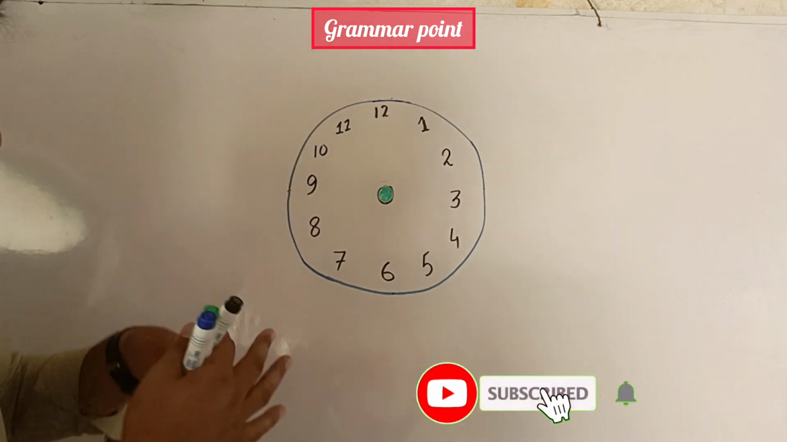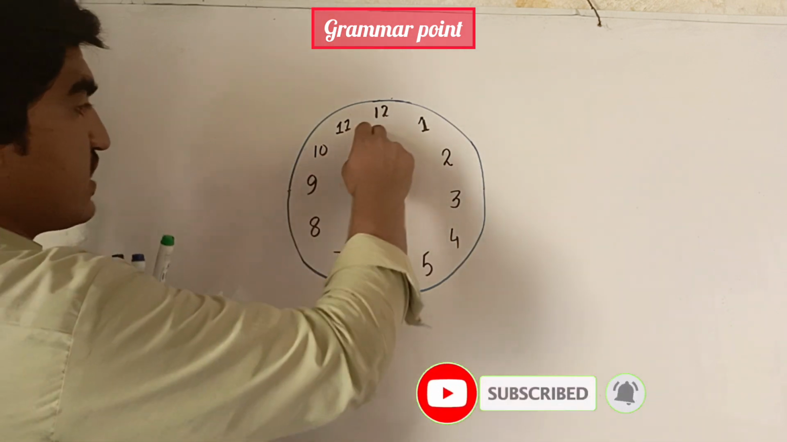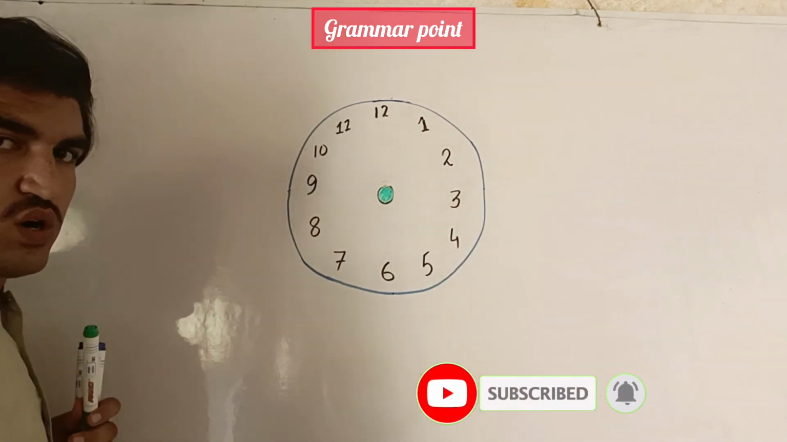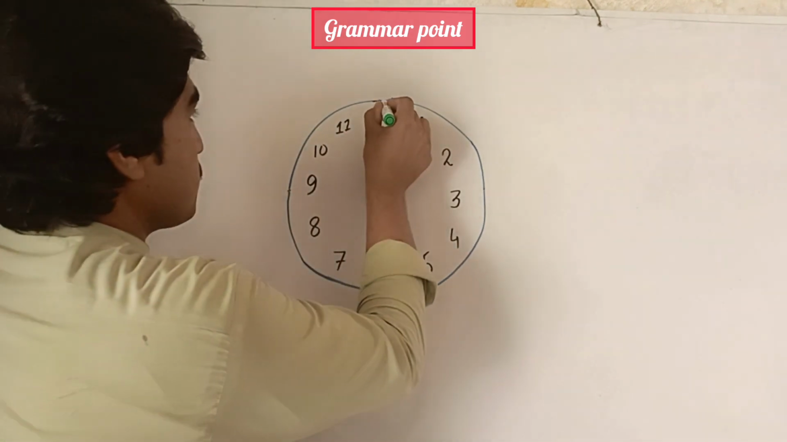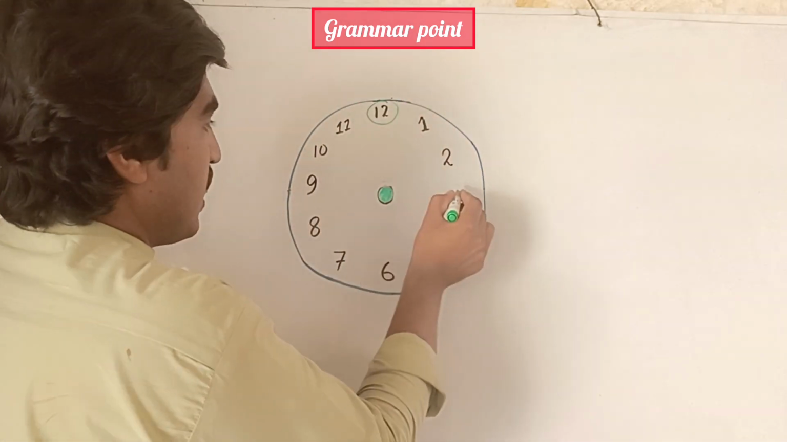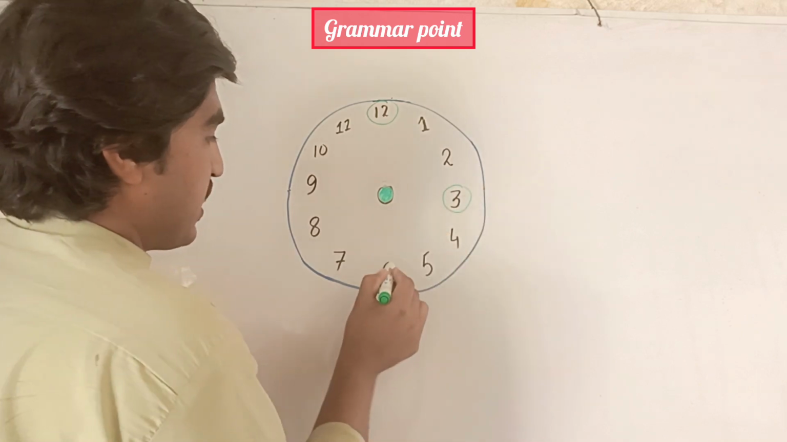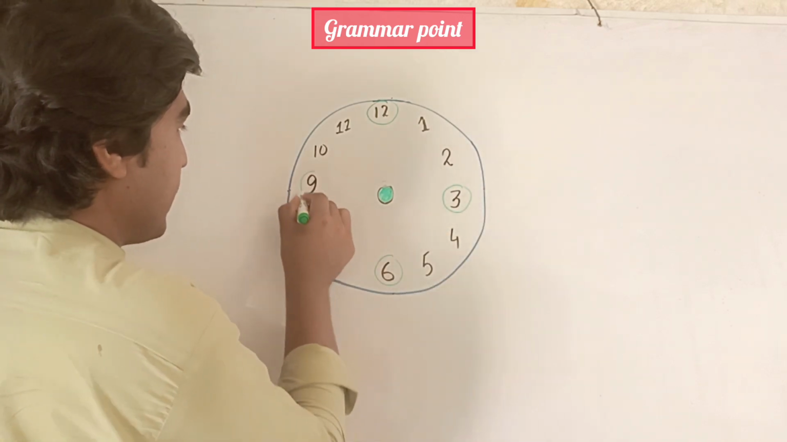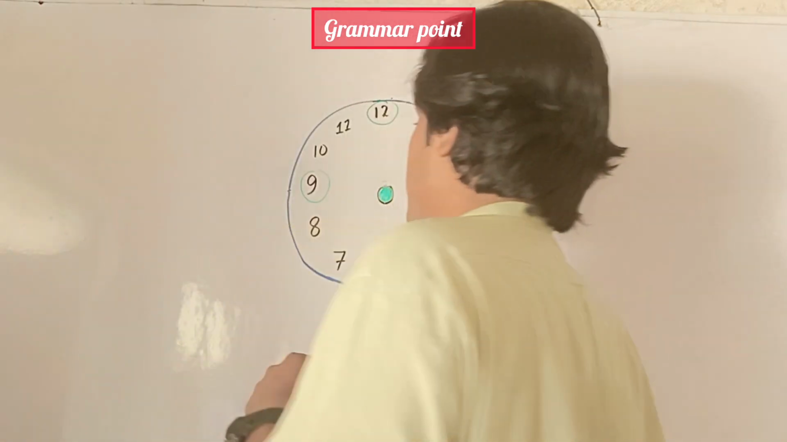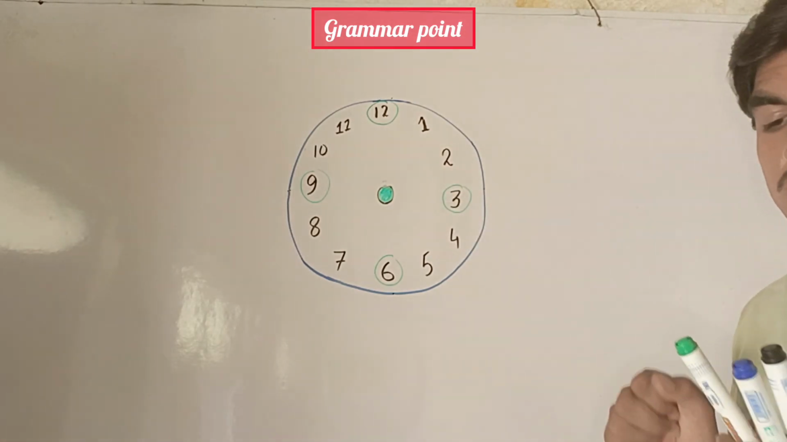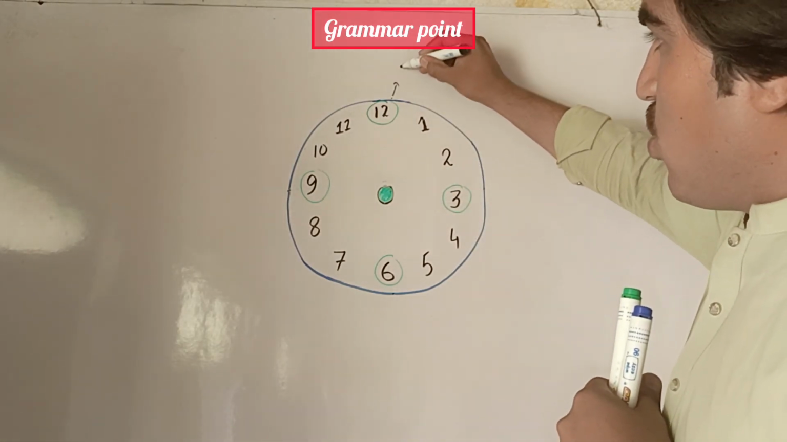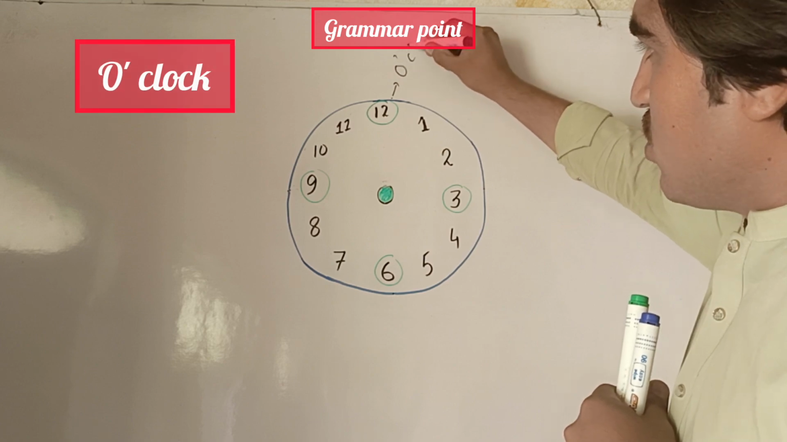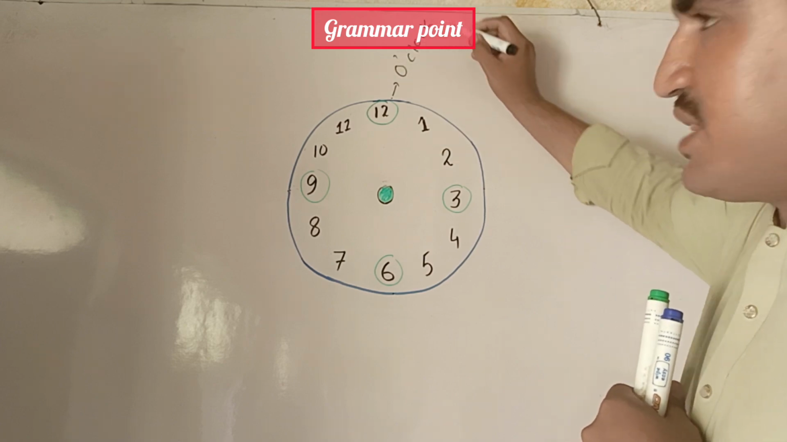Okay, so first of all, this is the 12-hour watch. We know that we have 24 hours in the whole day. So this point 12, I underline 3, 6, 9. These are the most important points on this watch. Okay, now this point is called o'clock. O'clock means of the clock.